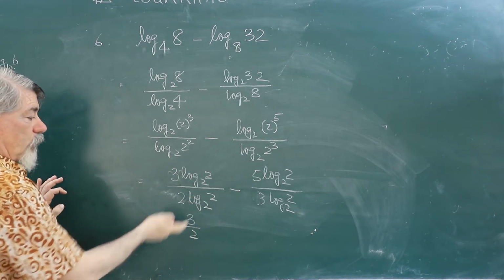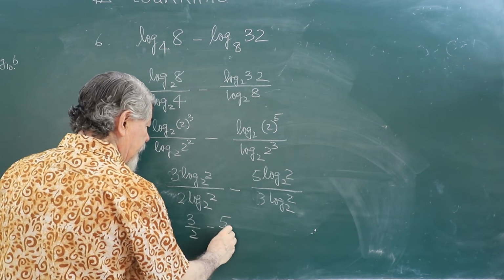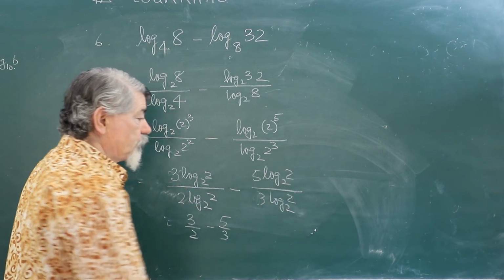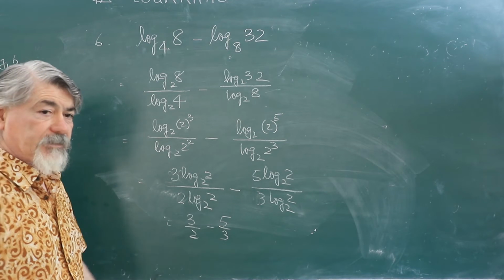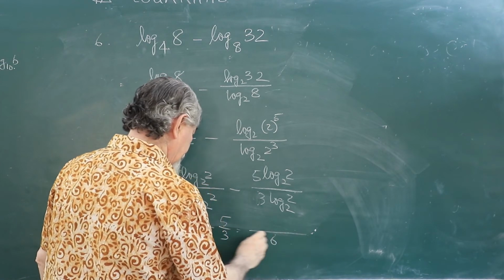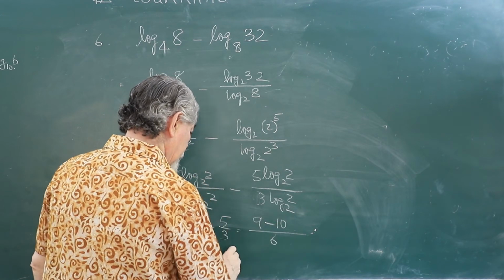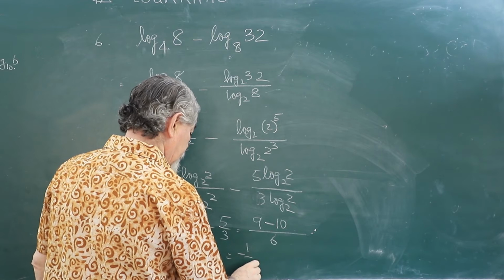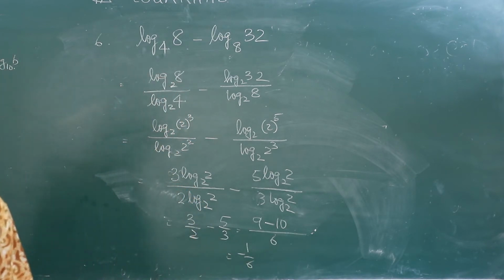You can cancel it also, but I am saying it is 1, and minus 5 upon 3. Here also log 2 to the base 2 is there. So 3 upon 2 minus 5 upon 3 will become how much? We take the LCM 6, 3 2s are 6, 2 5s are 10. So minus 1 upon 6 is your answer.